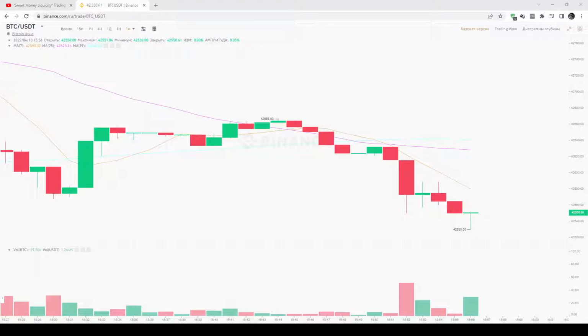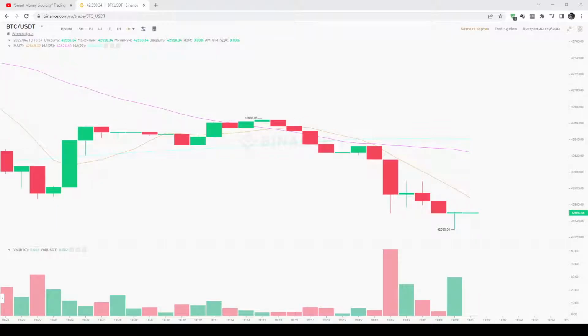Inside bars are one or more candlesticks which are contained within the range of one candle. This candlestick is usually referred to as the mother candle. The second, smaller bar is completely contained by the first one, which is the opposite of the engulfing bar pattern.